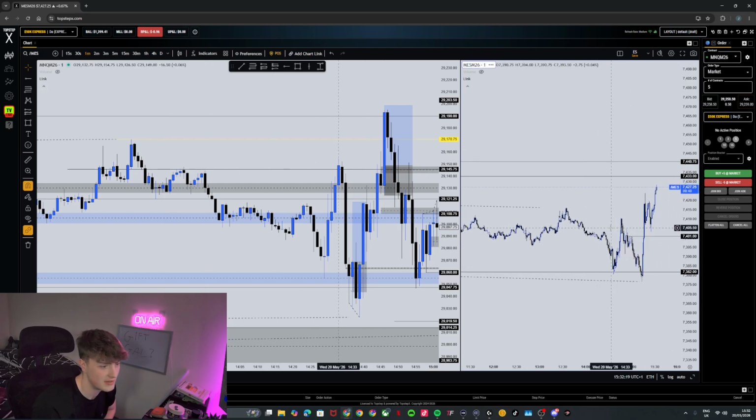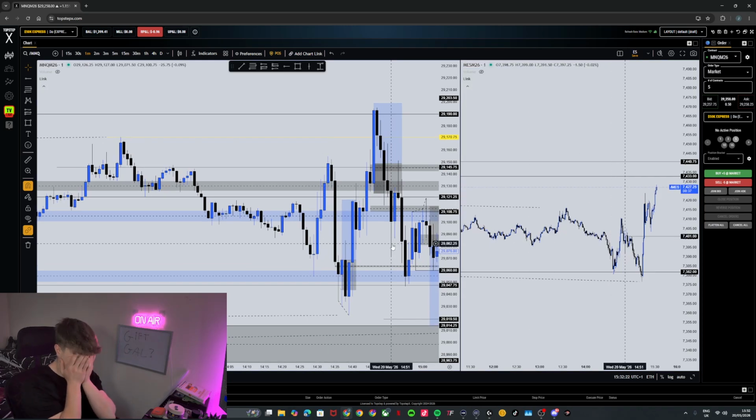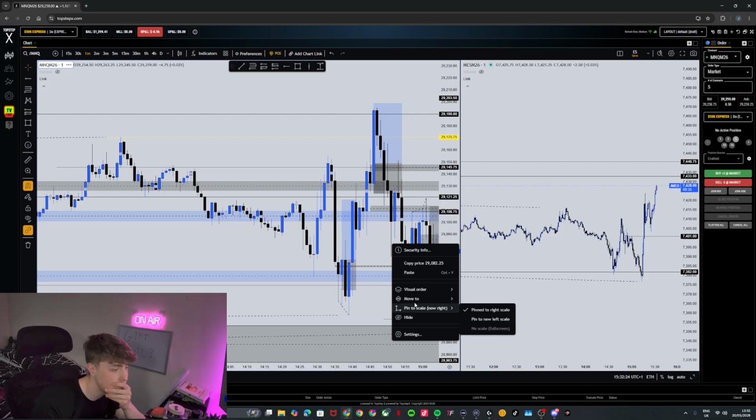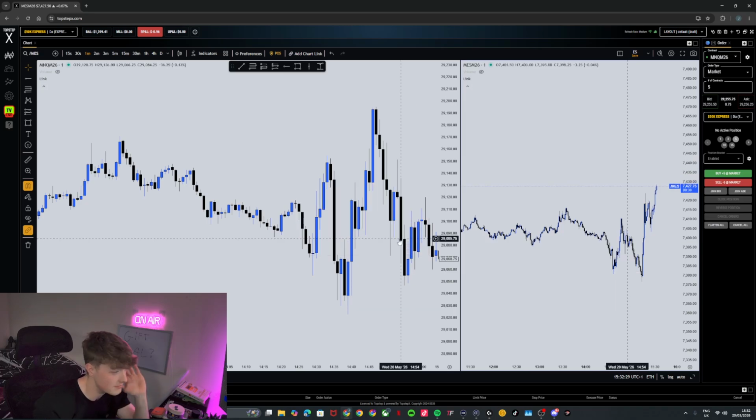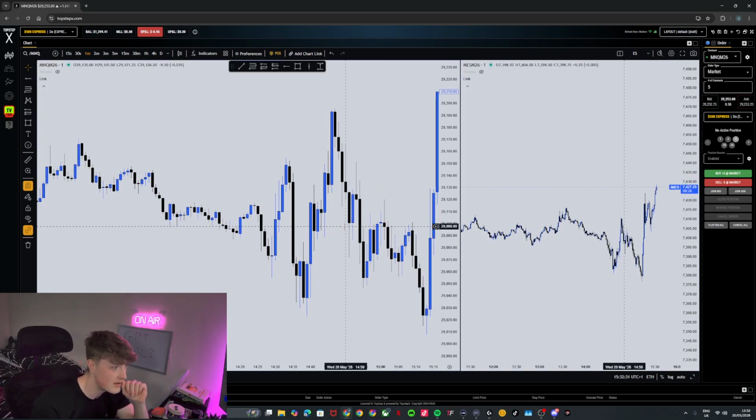Is there an SMT off of this? Oh, mate. Genuinely. Reset chart view. Remove 32 drawings. Remove them. I can remove them. Jesus Christ.